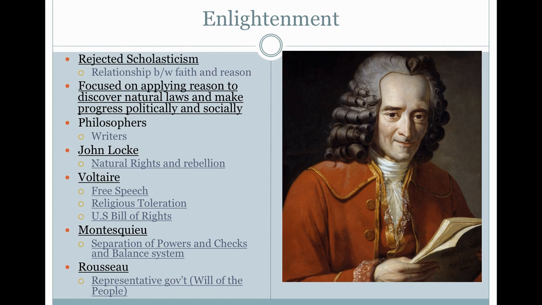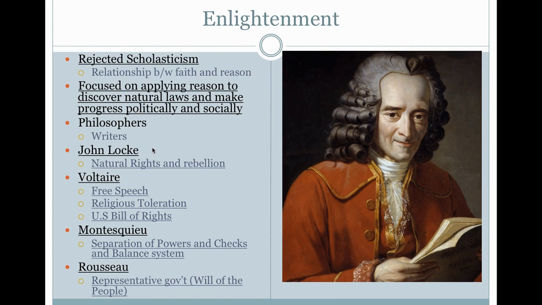The Enlightenment focused on applying reason to discover natural laws in order to make progress politically and socially. And what does that mean? It means, again, let's question monarchies, and let's question divine right, and let's question old political systems and political beliefs. Let's question old ways of learning, for example, old ideas about rights and freedoms. And these men and women are all philosophers, philosophes. Their writings were in things called encyclopedias.